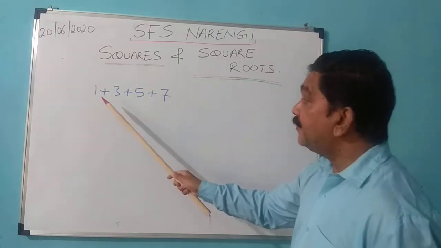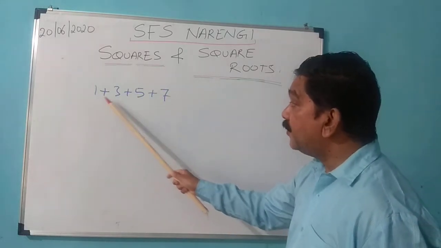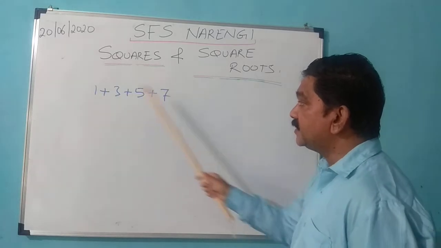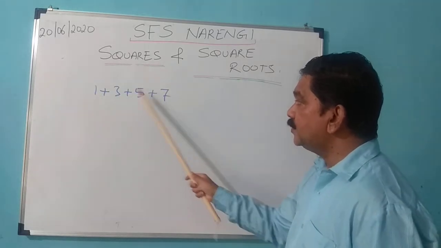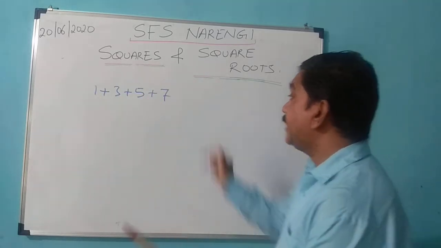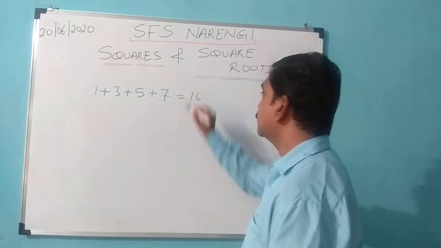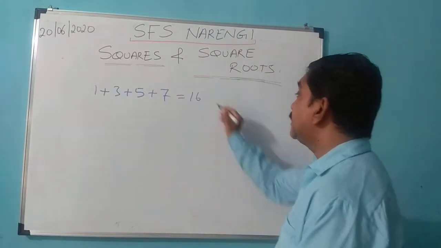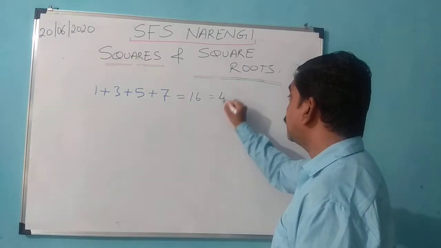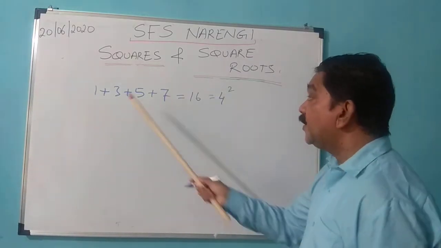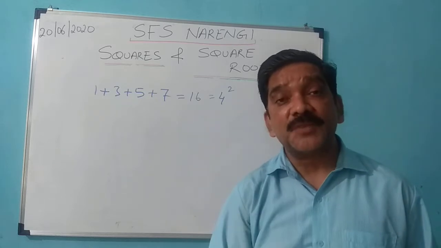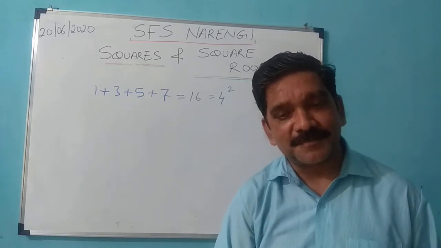That means the sum of the first 4 odd numbers. These are odd numbers: 1, 3, 5, 7. So when we add them, we get 16. Alright, 1 plus 3 is 4, 4 plus 5 is 9, 9 plus 7 is 16. And 16 is what? 16 is 4 square. That means when we add the first 4 odd numbers, we get a square number. Clear?